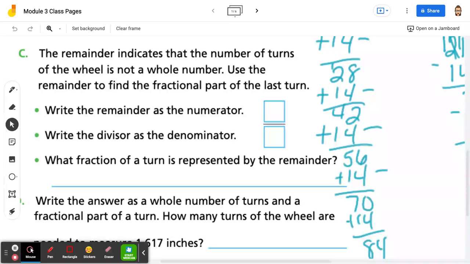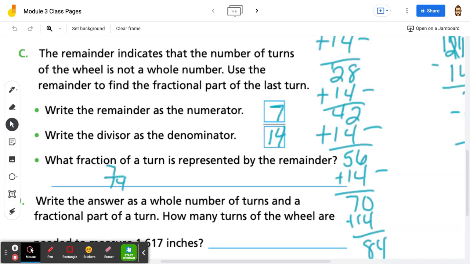The remainder indicates that the number of turns of the wheel is not a whole number. Use the remainder to find the fractional part of the last turn. It tells us how to do this. We write our remainder as the numerator. Our remainder is 7. And then our divisor, which we were dividing by, is 14, and we write that as the denominator. So we get 7/14. What fraction of the turn is represented by the remainder? That would be 7/14.